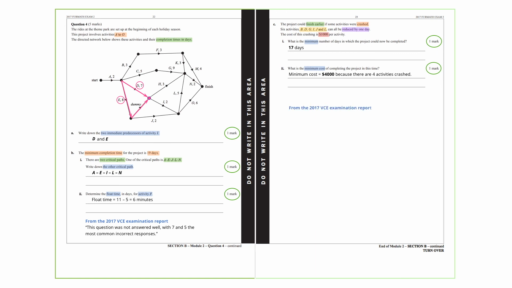From the 2017 VCE examination report, this question was not answered well. Some students recognized the need to reduce the activities on the critical path I, J, and L, but did not realize that activity G also had to be reduced as it was part of a new critical path formed.